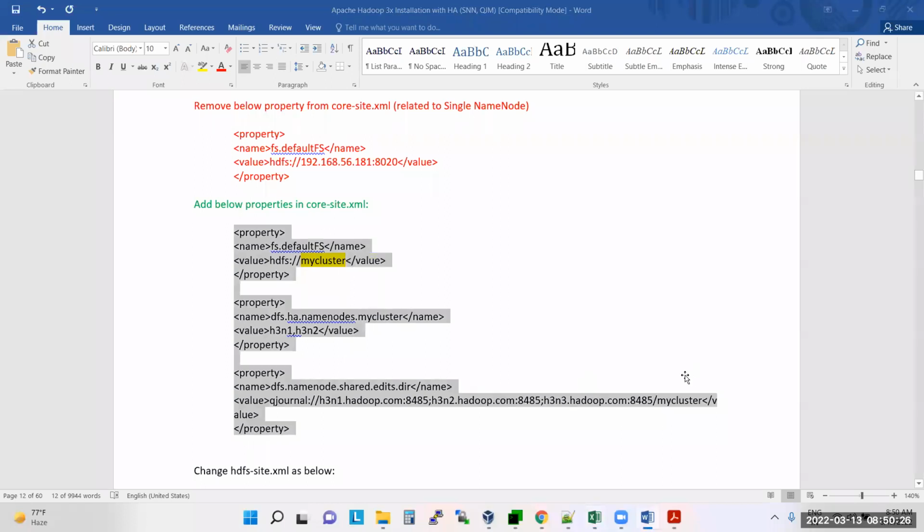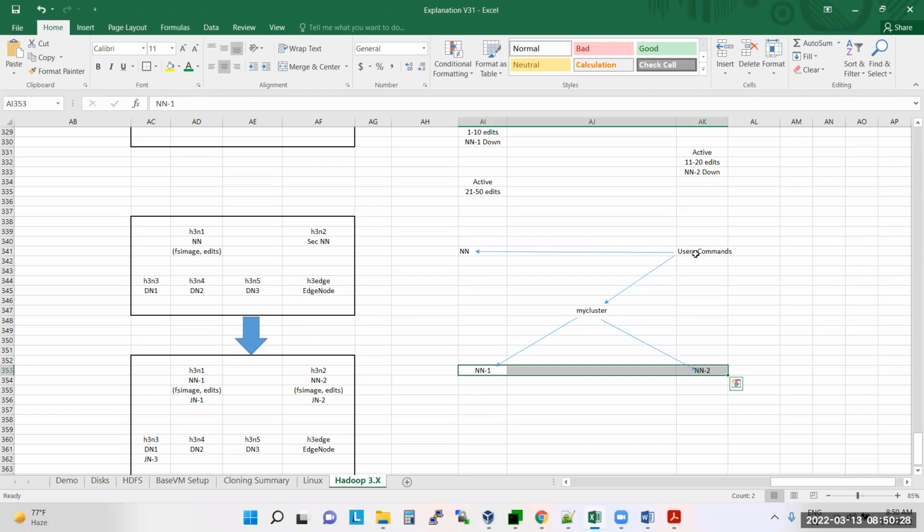So when the user runs a command, normally what I told, name node is the first point of contact, right? Correct or not? Yes. Name node is the first point of contact. Now here, earlier I had only one name node, so directly it is contacting that name node only. But now I have two name nodes. To which name node do I need to contact?